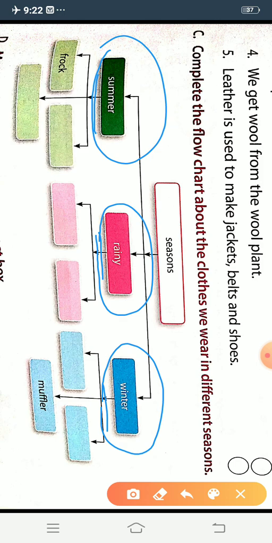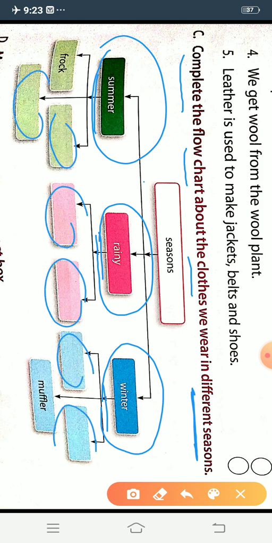So children, this exercise you will have to do in your textbook. Did you get my point? You will have to complete the flow chart about the clothes which we are wearing in different seasons. There are 3 seasons: summer, rainy and winter. And which type of clothes we are wearing in these 3 seasons, that you have to write in this box that we have already learnt. Okay children, this exercise you will have to do in your textbook.